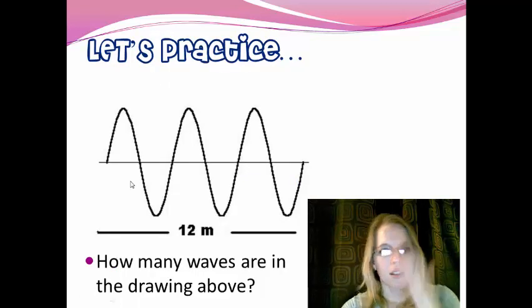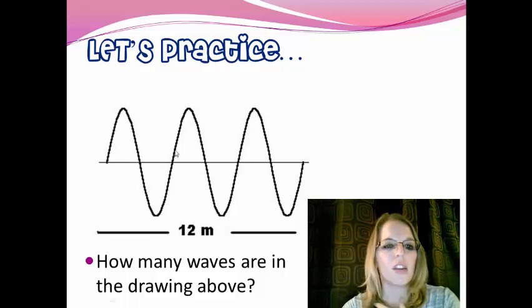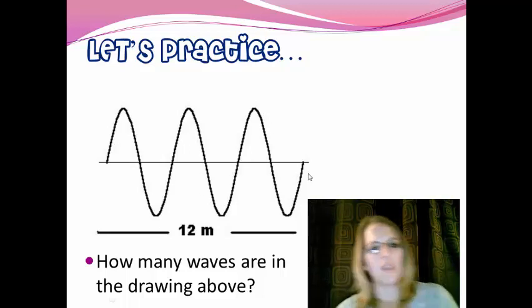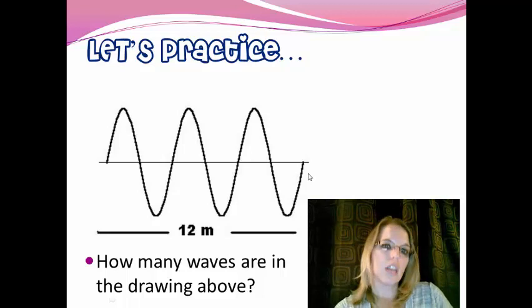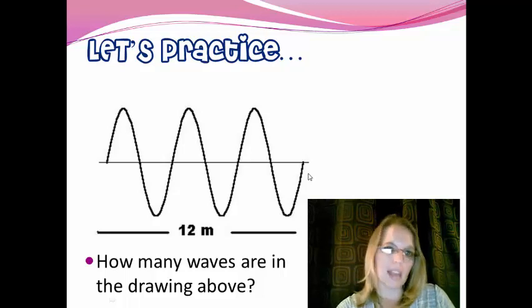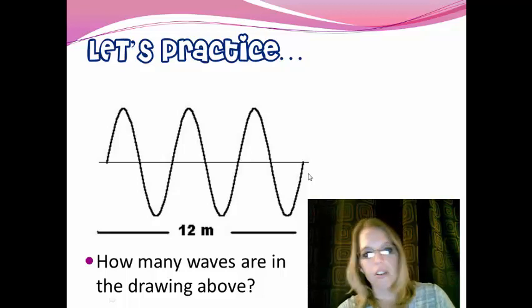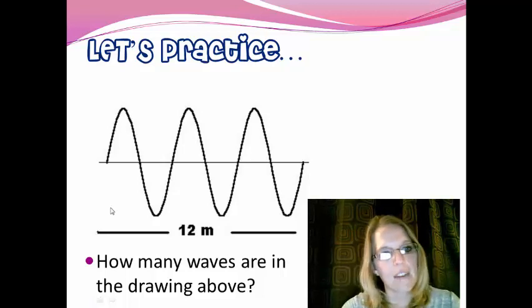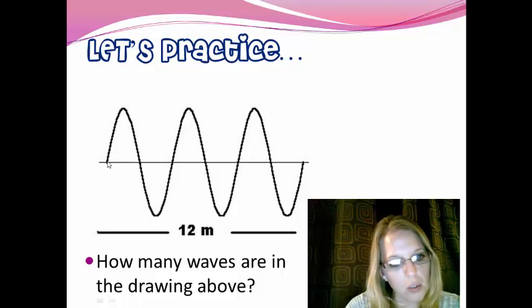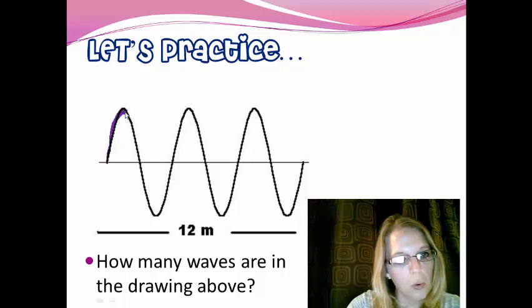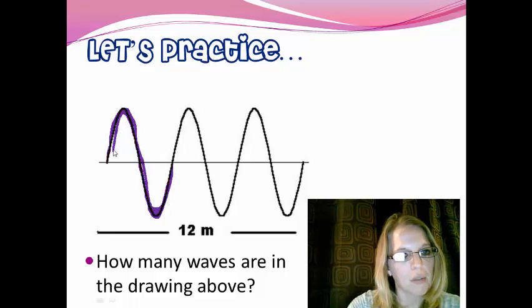All right, let's practice again. Let's pretend this is 12 meters long. How many waves do you see? Hint: a wave includes a crest, and a wave includes a trough. You ready for the answer? Here's one wave. Ooh, there's a crest. And here's a complete trough. So that's one wave in this little picture.